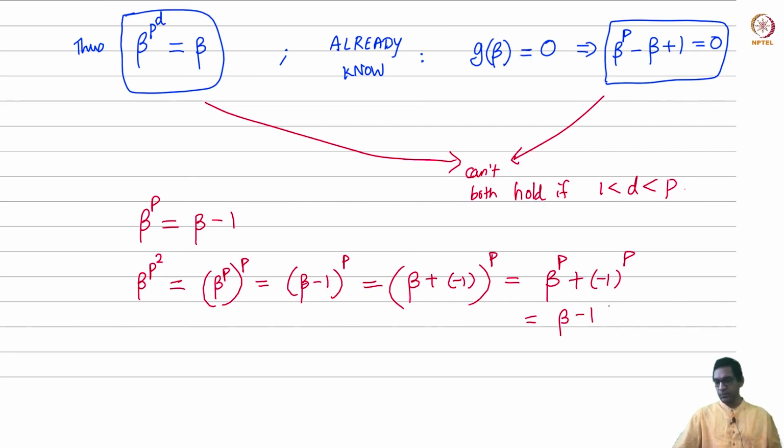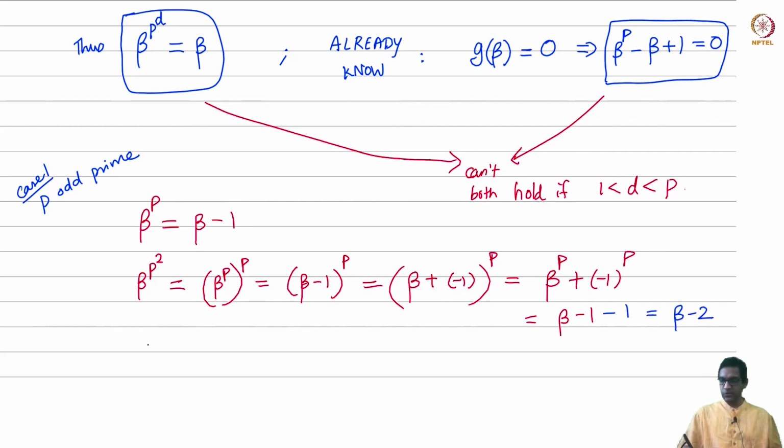And minus 1 to the p: for now, suppose p is an odd prime, so let's just make that assumption. You can do it similarly for p equals 2. So let me say case 1: p is an odd prime. Then this is again minus 1. So this is beta minus 2.